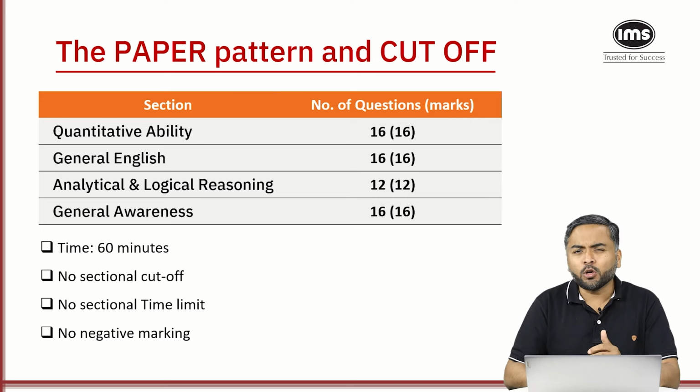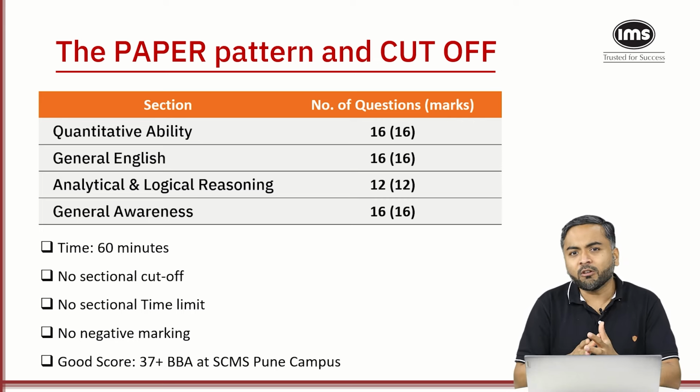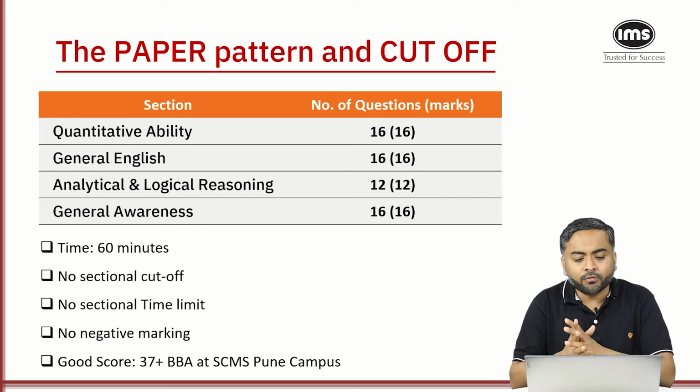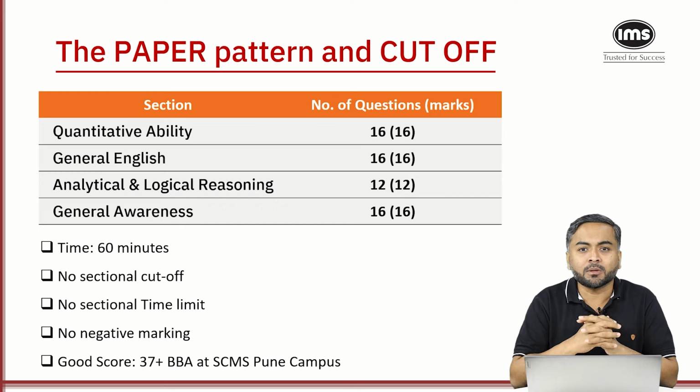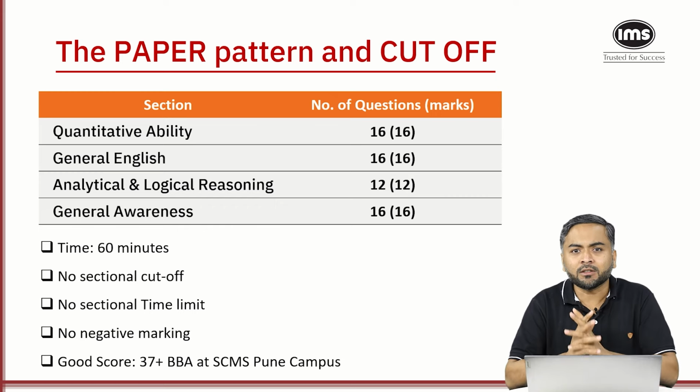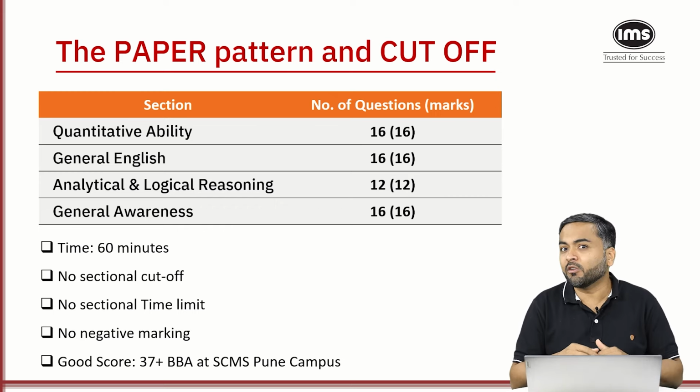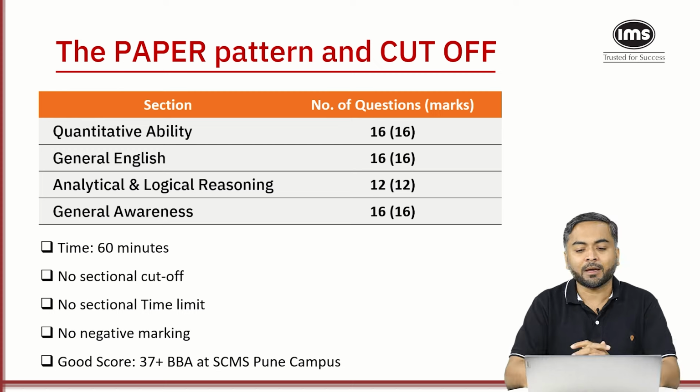I would not say cutoff, but a good score would be 37 plus for a BBA program at the SCMS Pune campus. For a Symbiosis Pune campus, it is 37 plus. The cutoff will keep on decreasing for the various courses at different campuses.